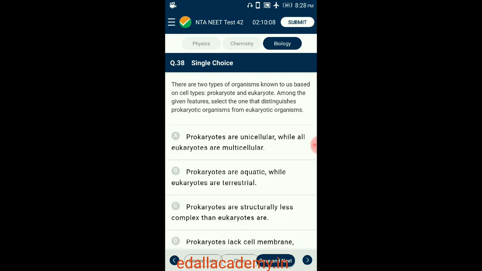Question number 38. There are two types of organisms known to us based on cell types, prokaryote and eukaryote. Among the given features, select the one that distinguishes prokaryotic organisms from eukaryotic organisms.